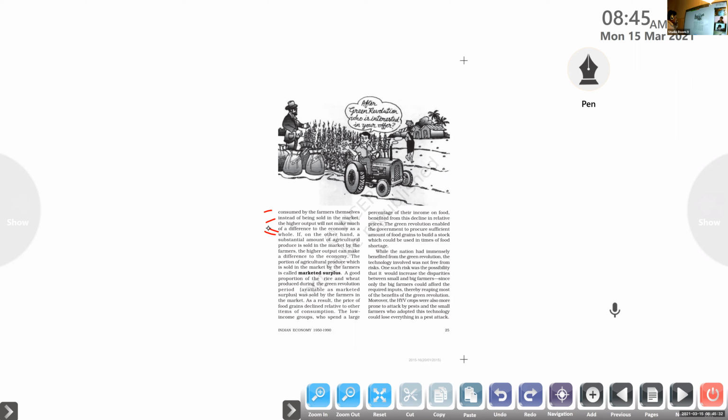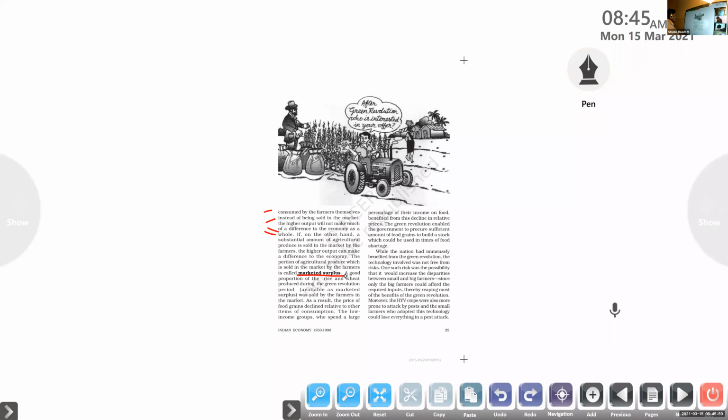The portion of agriculture produce which is sold in the market by the farmers is called a market surplus. What is that? Market surplus. Write a question: What do you mean by the term market surplus? So after our consumption, if we are farmers, just imagine, what is left we are able to sell in the market. Clear? That is termed as market surplus. Underline that. Just write a question: What is a market surplus?